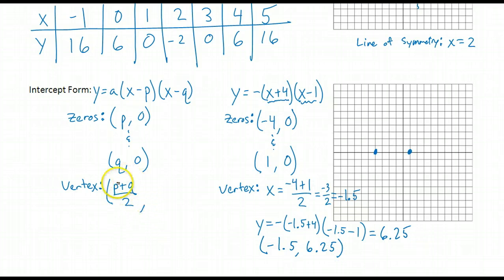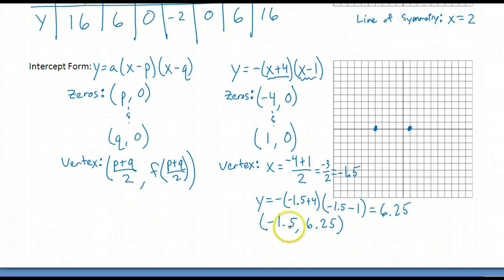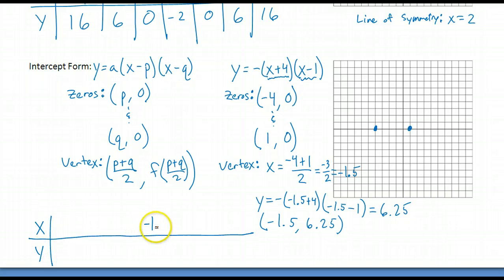In general, once I know the x portion of my vertex, to find the y portion, I take this value and plug it back into my function. I'm going to evaluate my function at p plus q divided by 2. Once I know the vertex, set up a table centered at that vertex: negative 1.5, 6.25. Now when I go bigger than negative 1.5, I'm going to go to the next integer bigger.